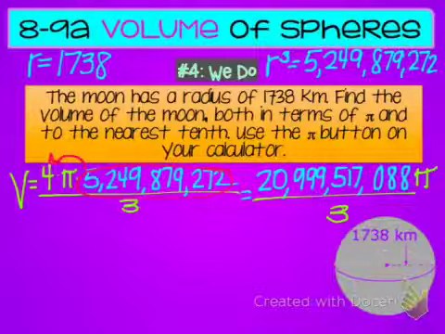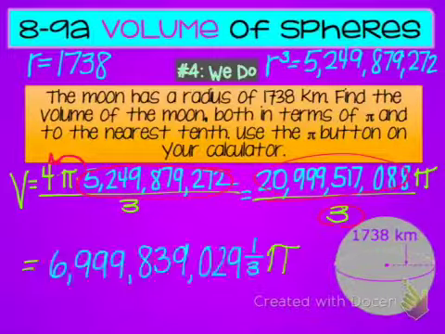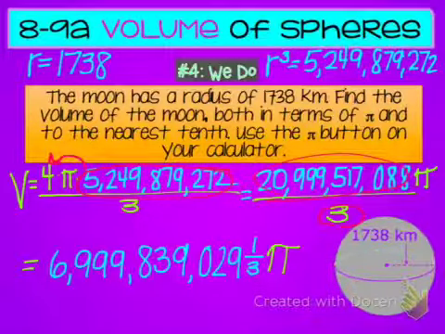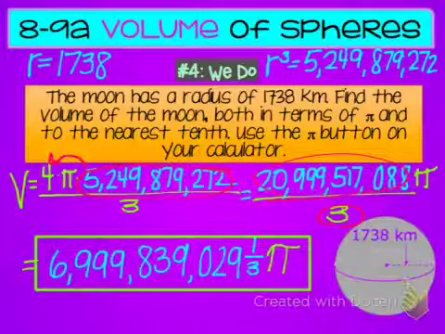So now I have to still yet divide by 3 before I'm down to just a number times pi. So I'm going to do the 20 billion number divided by the 3. So this one divided by this one, which gives me 6,999,839, oops, I said thousand, it should have been million, 839,029 and 1/3 pi. So there is my answer in terms of pi. And now I'm going to use that to go further and solve this to the nearest tenth.